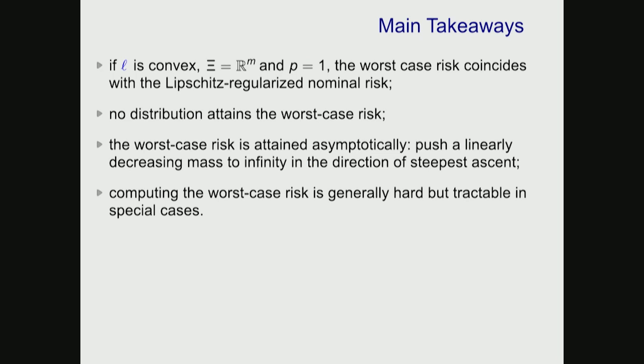So main takeaway points from this are, if the loss function is convex, and we have no support constraints, and if p equals 1, then the worst case risk coincides with the Lipschitz regularized nominal risk. So this upper bound is tight in that case. One can prove that actually no distribution will ever attain the worst case risk in that case, except if the loss function is linear. Otherwise, we always have to construct a sequence of distributions where we send one of decaying probability mass infinitely far in the direction of steepest descent of the loss function.